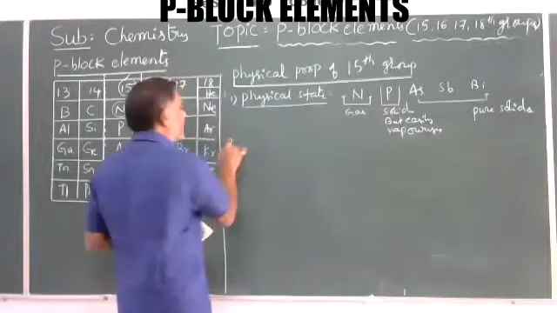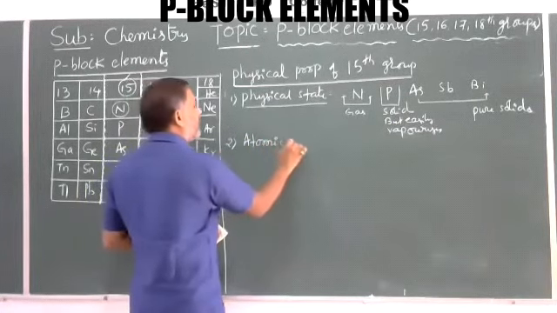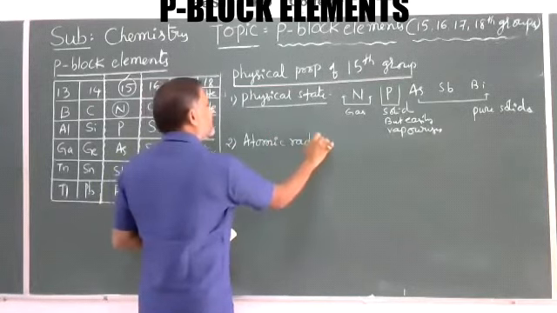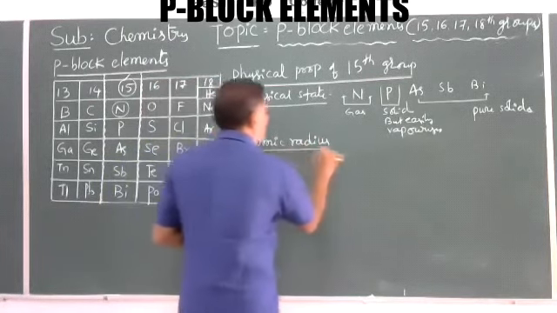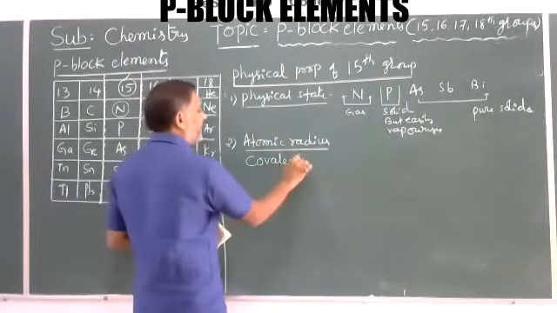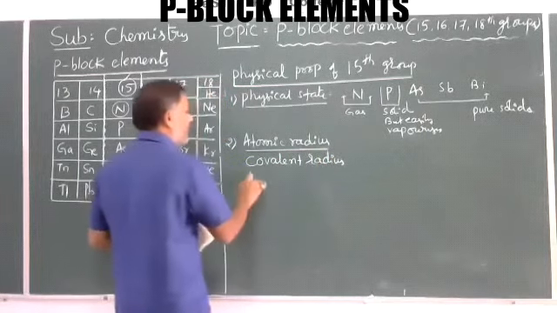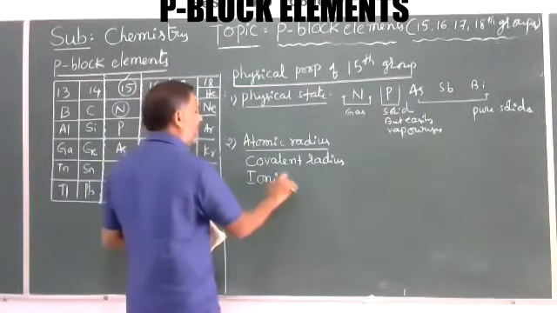Then the second thing is atomic radius. In that, we consider covalent radius and ionic radius.